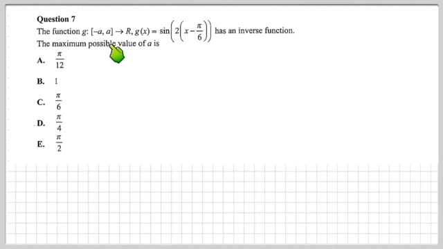Now, the maximum possible value of a. Oh my goodness. Yes, you think, well, don't panic. You've got to pick an up section or a down section of this sine curve, because they're the only bits that are 1 to 1, and we've just got to figure out what's going on here. Think about it. Now, this function has a natural starting point. It's been shifted to the right by pi on 6. Its natural starting point, which would normally be where x is 0, is now at x is pi on 6. It has a period of pi.